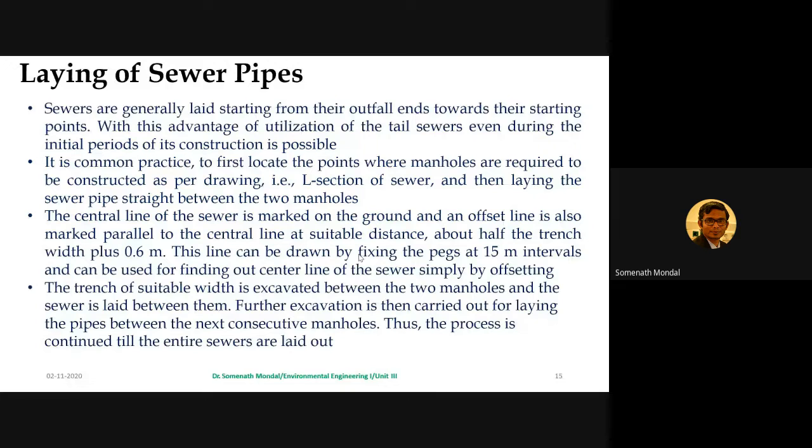Next, a trench of suitable width is excavated between the two manholes. This is also very important, because you need to know what the diameter of your sewers would be, and accordingly we'll have to dig out a trench of suitable width, which is required based on the sewer width or sewer diameter, we would say. That has to be excavated between two manholes, and then the sewer is laid between them.